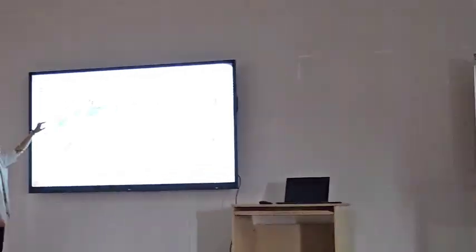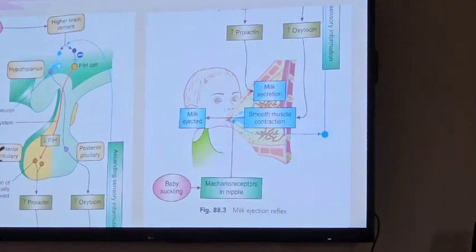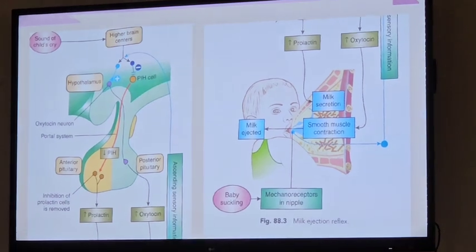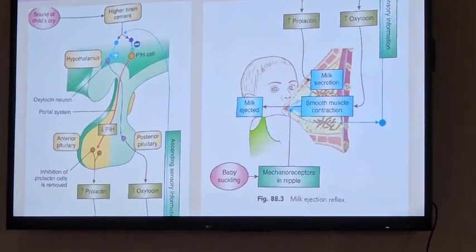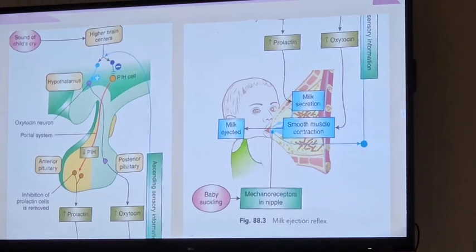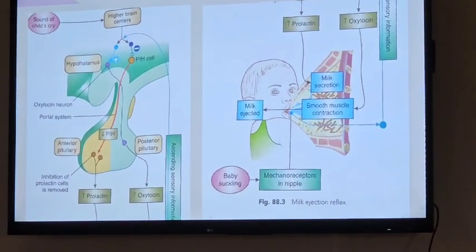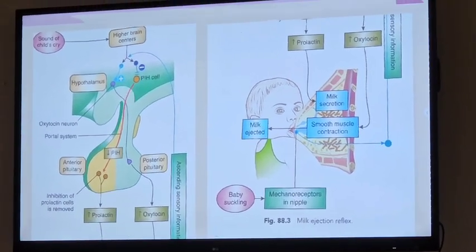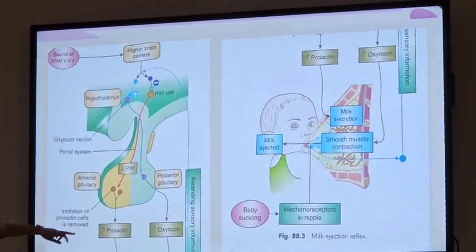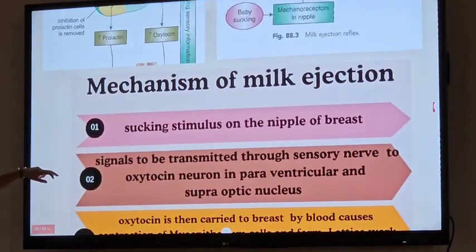In the given diagram, you can see that mechanoreceptors are present in the breast. When the baby sucks the milk, the stimulus is transmitted through the sensory nerve to the oxytocin neurons present in the paraventricular and supraoptic nucleus, which leads to secretion of oxytocin, which is carried to the breast by the blood, which ultimately causes contraction of myoepithelial cells, which leads to ejection of milk. This pathway is known as the milk ejection reflex.